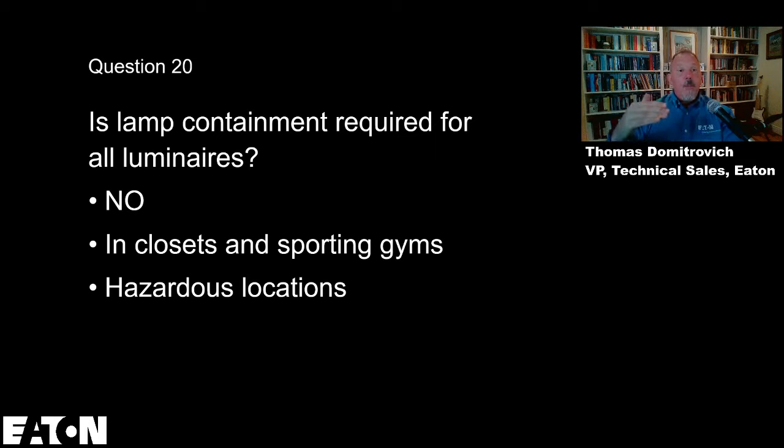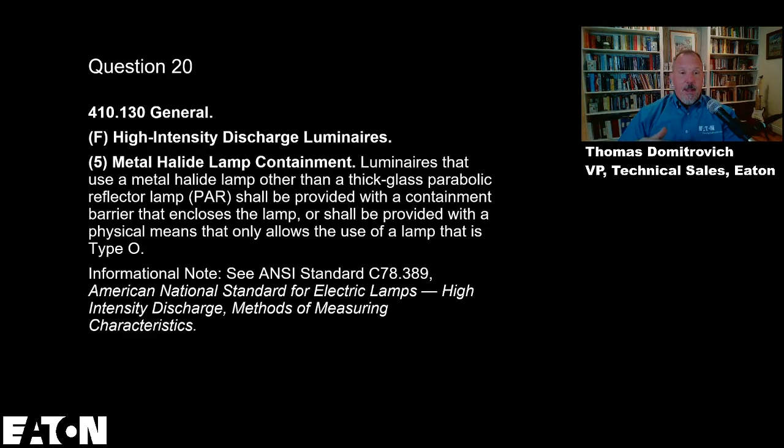Remember, there are the requirements that we already talked about in closed closets and in sporting event and gyms types of perspective. And then you also have your hazardous location areas as well. And so in some areas, in high intensity discharge luminaires, luminaires that use a metal halide lamp other than a thick glass parabolic reflector lamp shall be provided with a containment barrier that encloses the lamp and shall be provided with a physical means that only allows the use of a lamp that is type O. And they reference the standard.